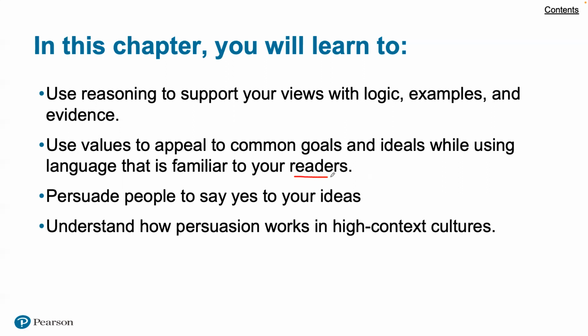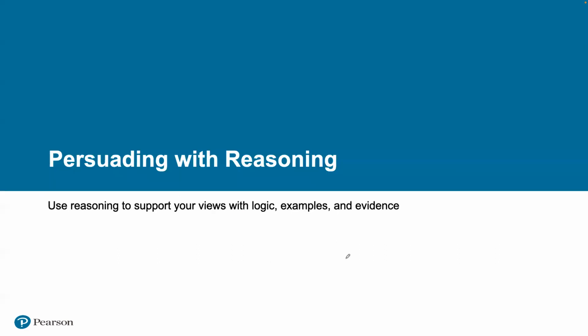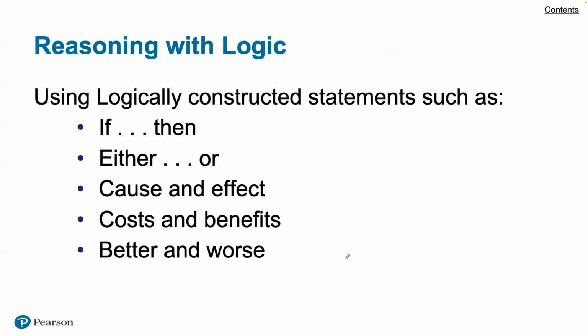So once again, we need to be thinking about who is going to be reading the material, the motivational, persuasive type of information. This is going to be impacting the type of genre. And we need to be thinking about a particular type of reader that you would be focusing on. Persuade people to say yes to your ideas. You want to give them the information so they can say yes, and understand how persuasion works in high context cultures.